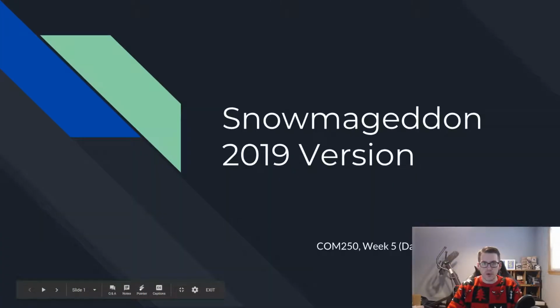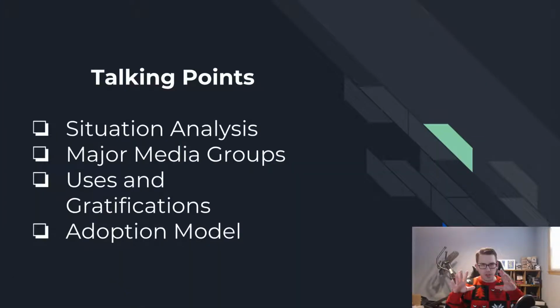Okie dokie. Whoa. Snowmageddon 2019 version. So, the things that I want to talk about today, major talking points. Number one, Julie asked a question about situation analysis, so I'll go over that very quickly. Talk a little bit about the major media groups that are referenced in Chapter 7, which you'll hear me sort of critique them a little bit. I want to talk about uses and gratifications theory, because this is a theory that I've worked with in a lot of my research, and it has a number of useful tools with it, but also has some weaknesses. And then the adoption model, which I think is probably the most impactful for what we're doing with our client.